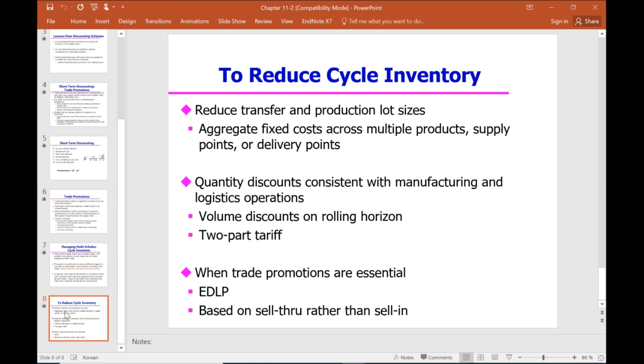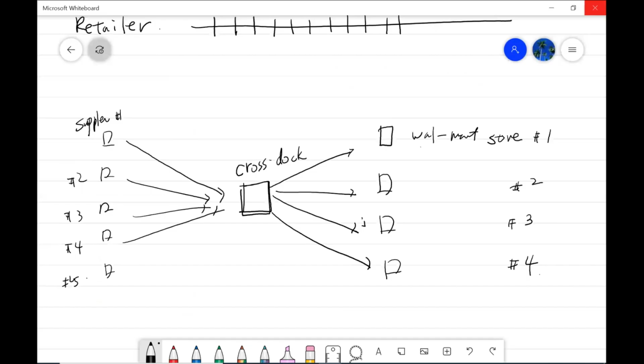Also, if traditional trade promotion is really necessary, it's good to have so-called everyday low prices and discounts based on sell-through rather than sell-in. That way we can realize supply chain coordination without increasing cycle inventory. So that's all about how to manage the cycle inventory in this class. Now let's move to the next topic.